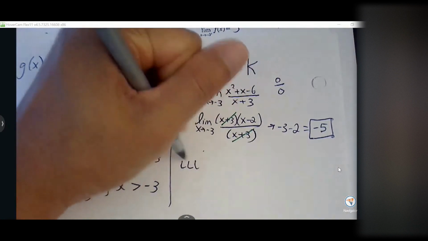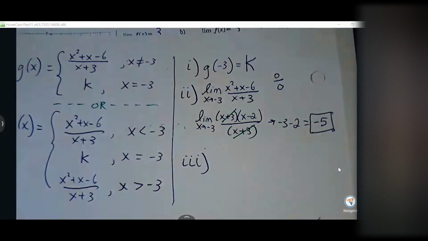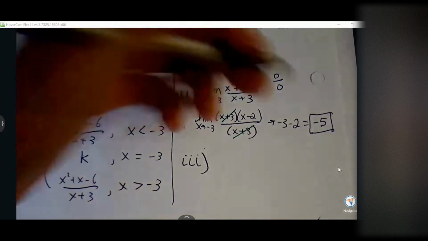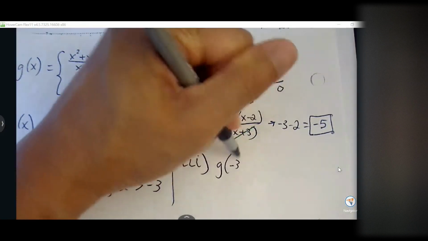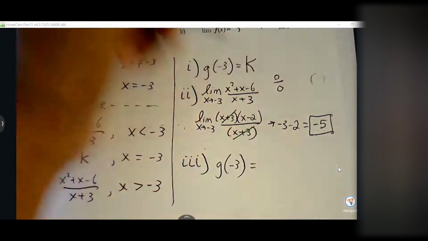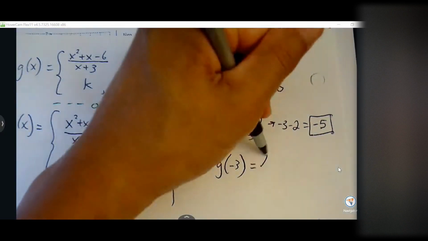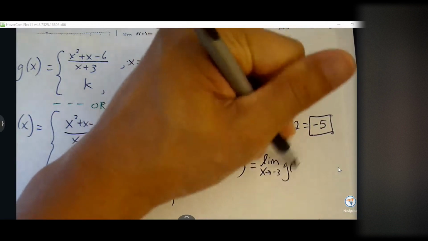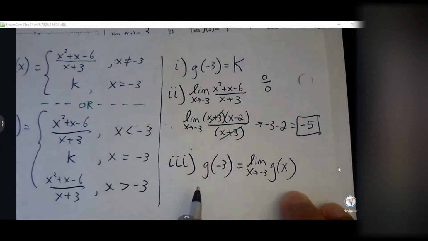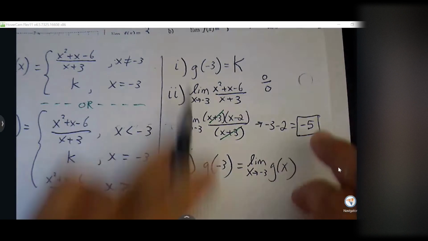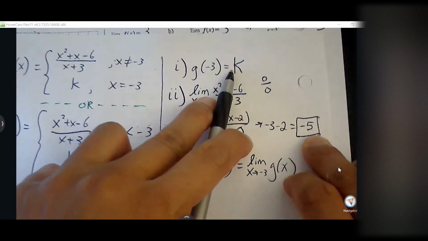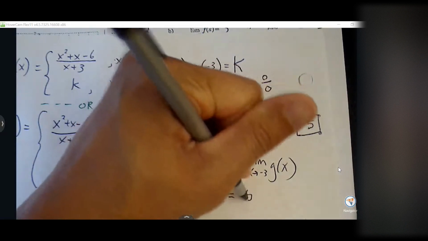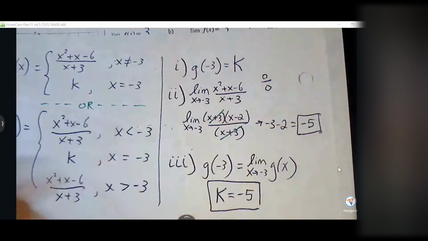Third condition, what will it take for the third condition to pass? g of -3 has to be equal to the limit as x approaches -3. So if I want the third condition to pass, my point has to be in agreement with the limit. In order for that to occur, I'm going to take these results and set them equal to each other. And when I do that, I automatically am able to solve for k just by going through my conditions.